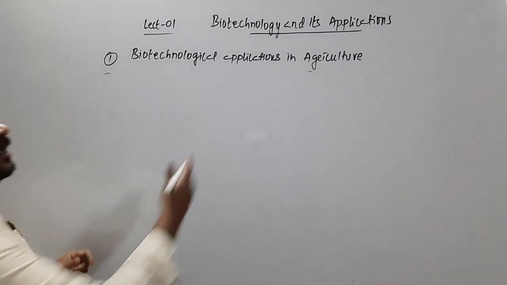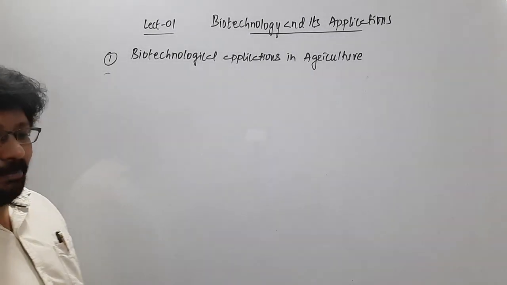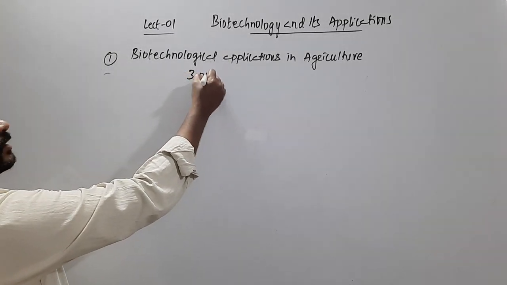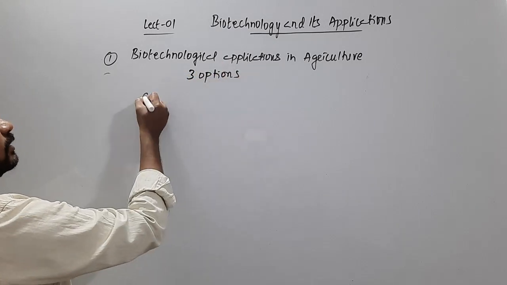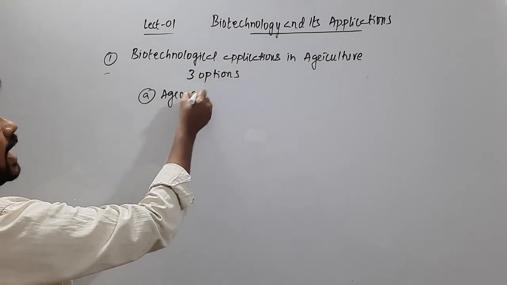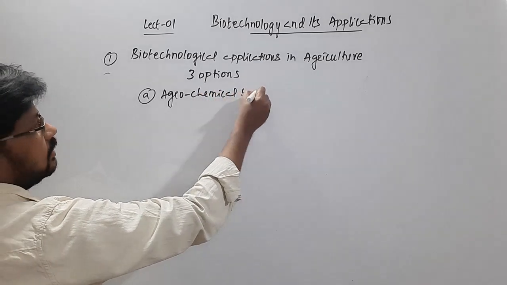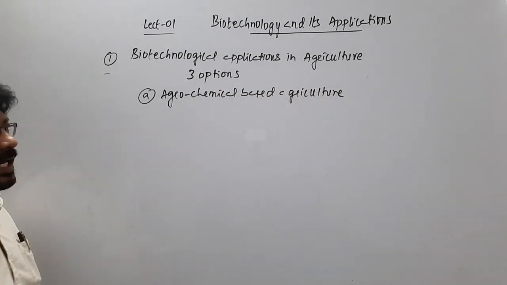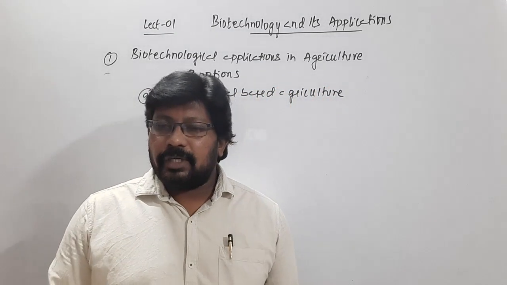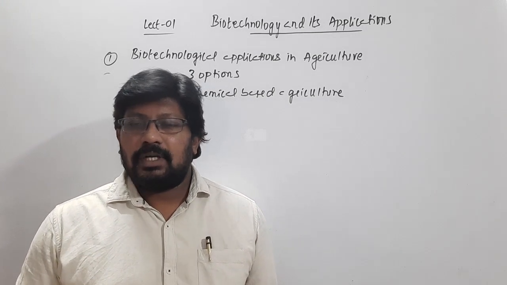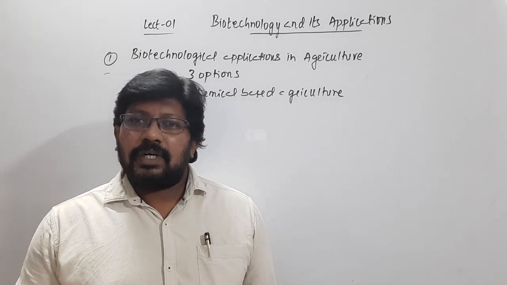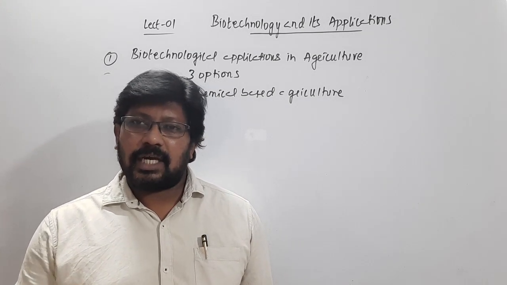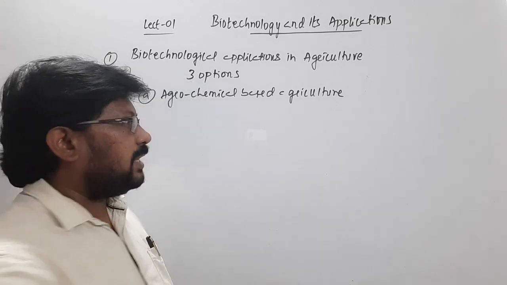Now we have three options to get a better yield in case of agriculture. So what are those three options we are using? So one, it is agrochemical based agriculture. So in this agrochemical based agriculture, we will be using pesticides and fertilizers. So fertilizers and these pesticides are chemicals, and these pesticides are used to kill pests.